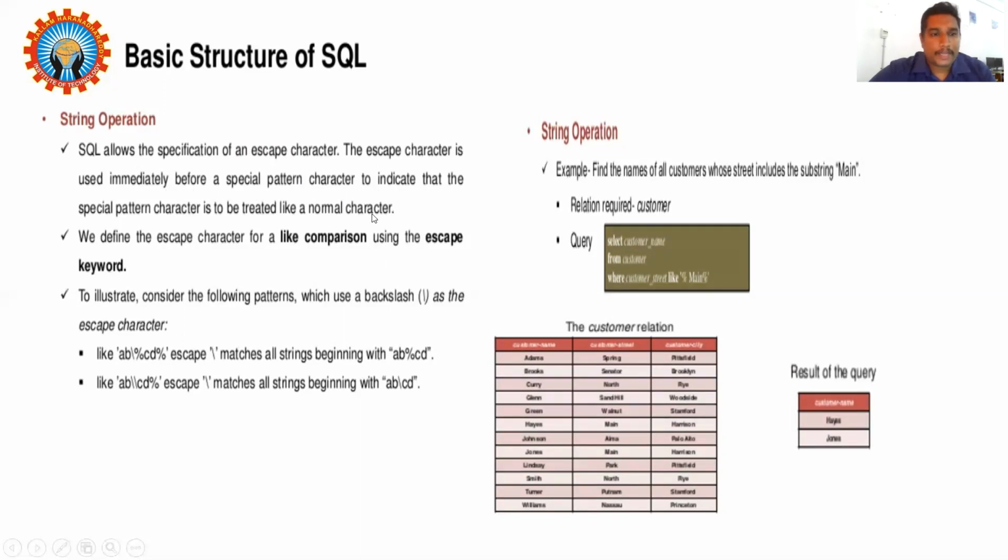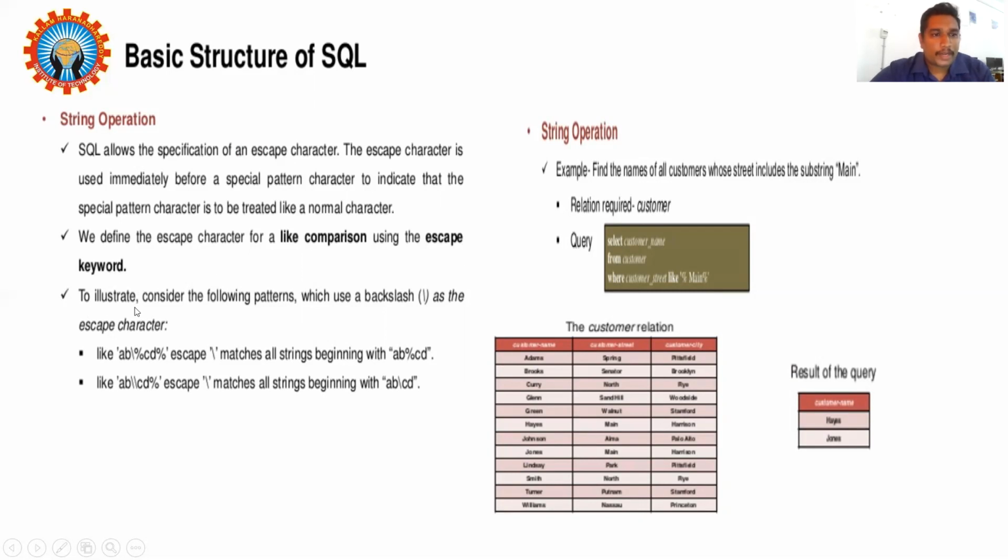If you want to retrieve a particular name, you use one keyword and one operator. The keyword is like, which we use for string operations, and we use either the backslash or the percentage operator to omit the data. We define the escape character for a like comparison using the escape keyword. Already we discussed this.